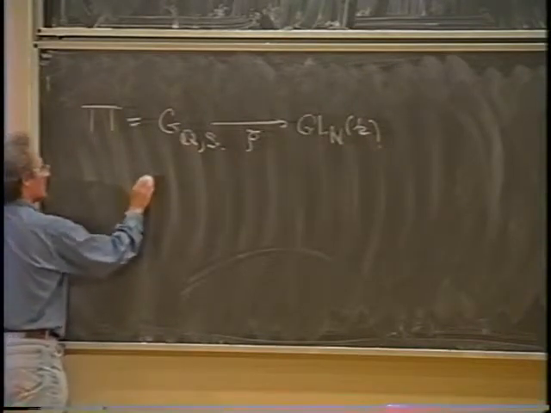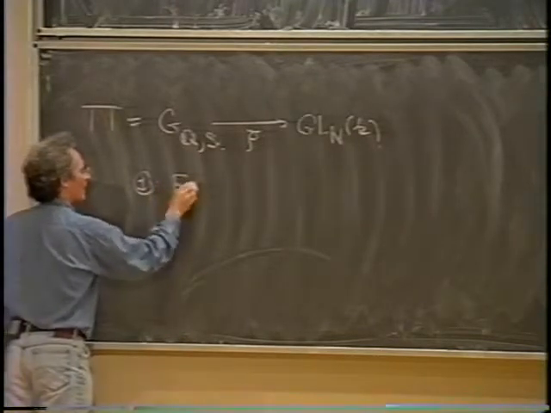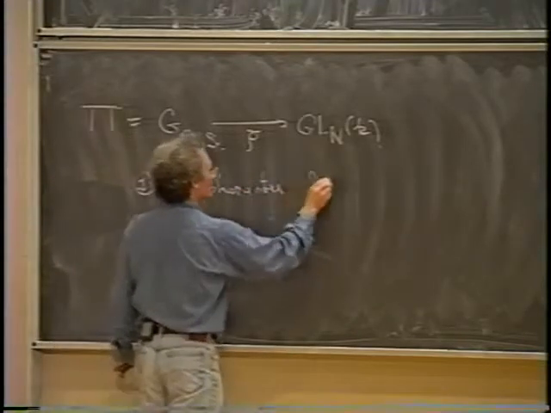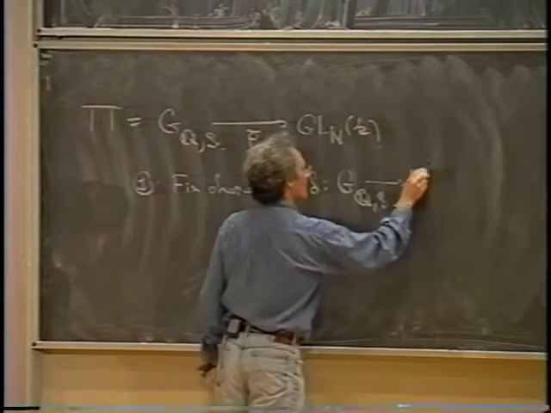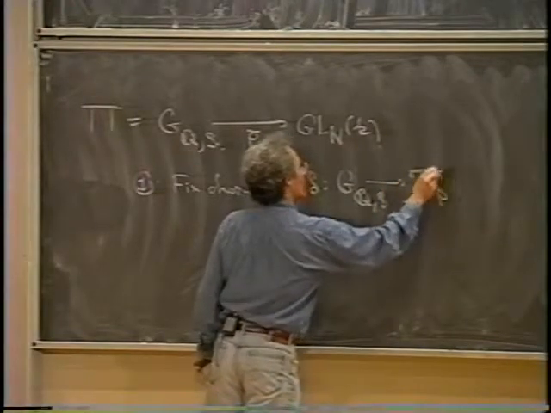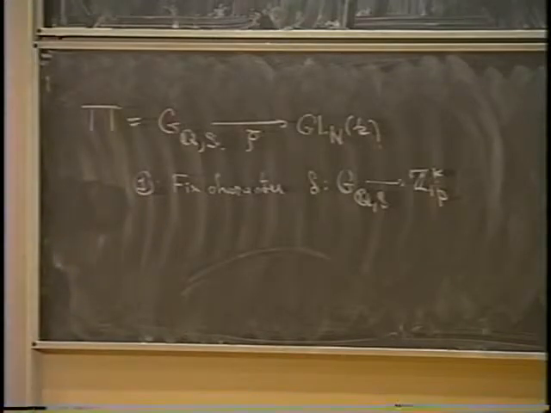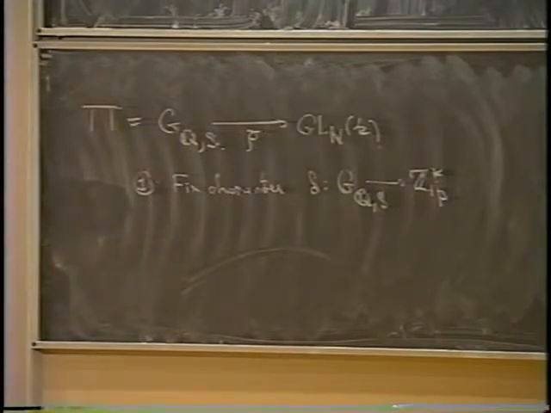So the first condition will be: fix a character, I'll call it delta, from G_{Q,S} to Z_p star. And we're going to impose the condition that our representations, our deformations, will have determinant in that sense that I introduced, delta.